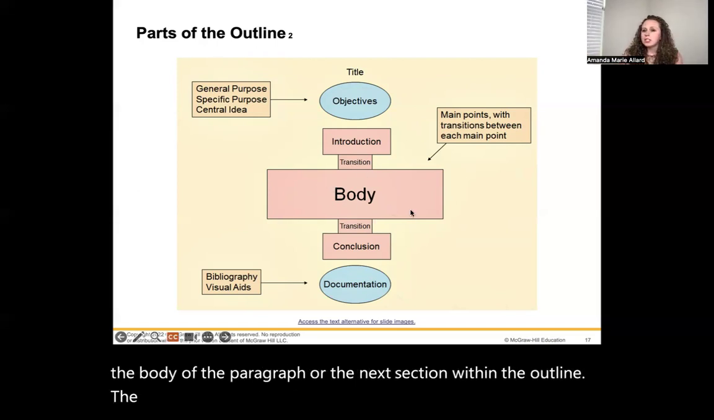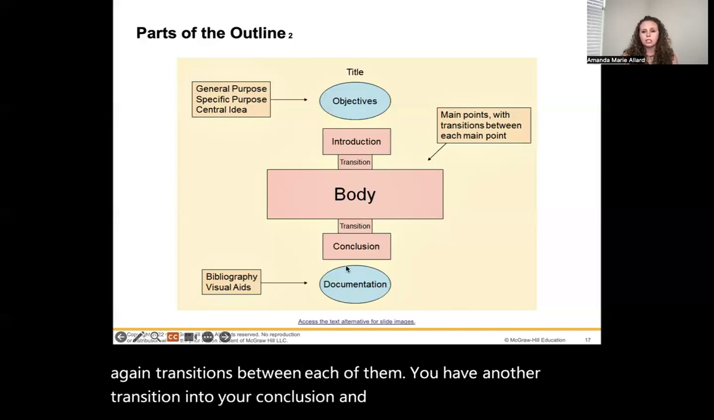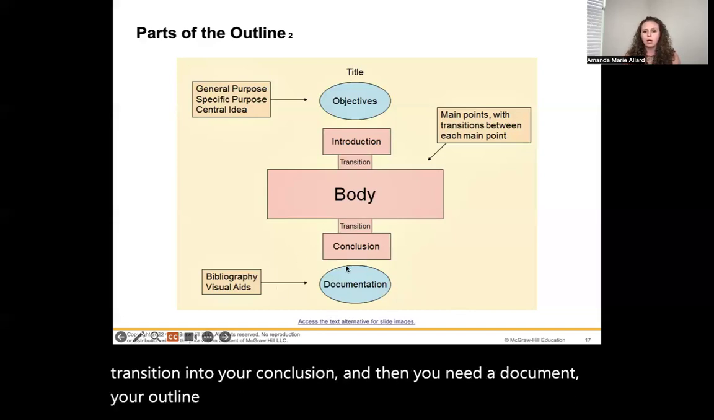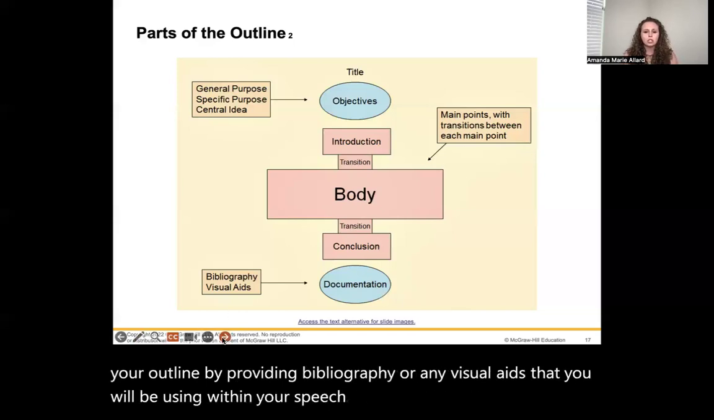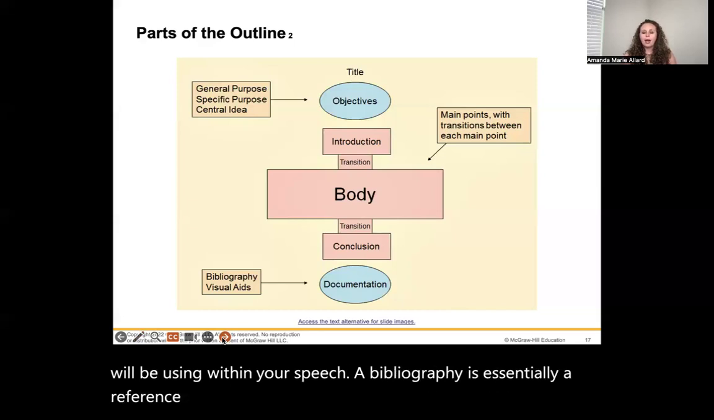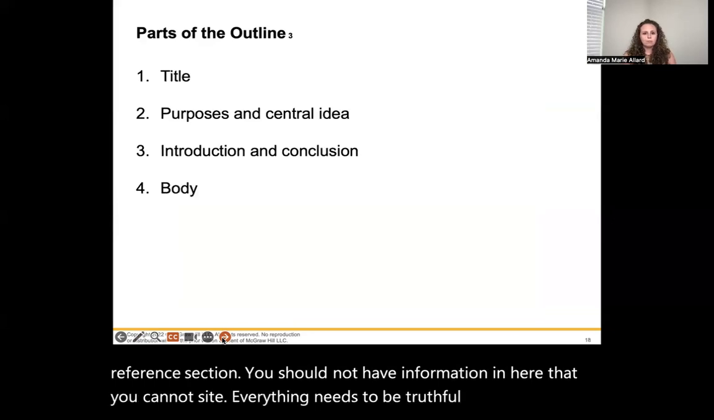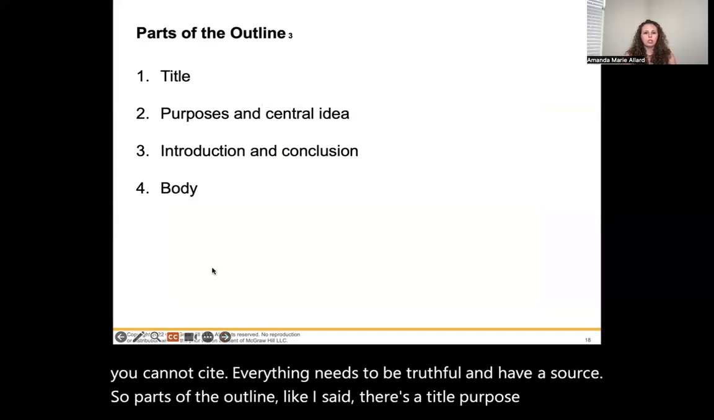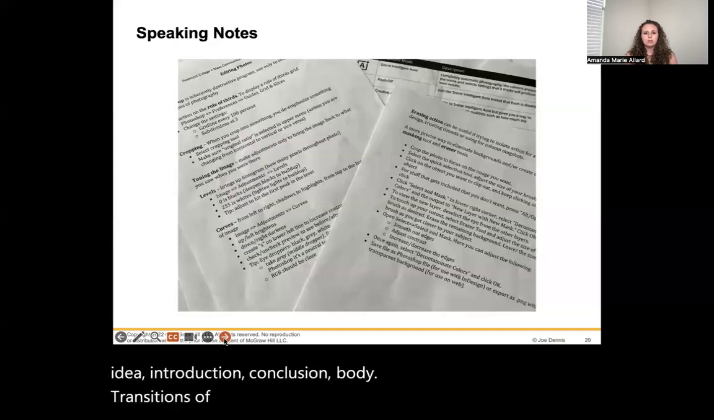The body is essentially your main points, again with transitions between each of them. You have another transition into your conclusion, and then you need to document your outline by providing a bibliography or any visual aids that you will be using within your speech. A bibliography is essentially a reference section. You should not have information in here that you cannot cite. Everything needs to be truthful and have a source. So the parts of the outline, like I said, are a title, purpose, central idea, introduction, conclusion, body, transitions, a bibliography, and then visual aids.